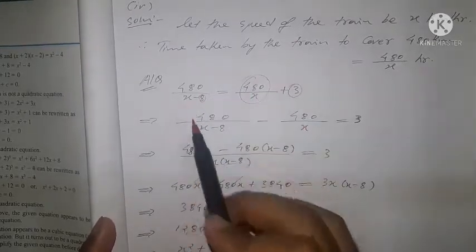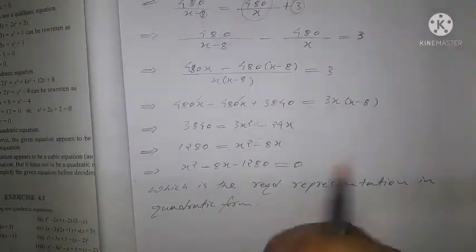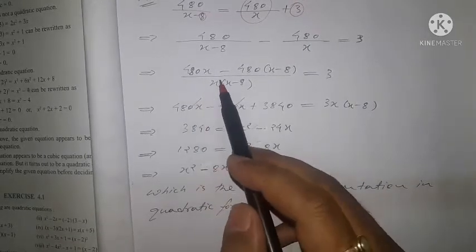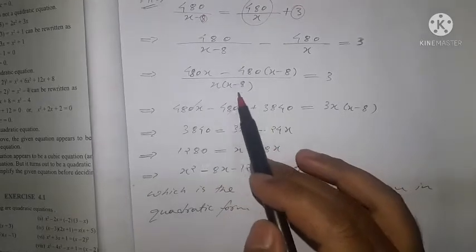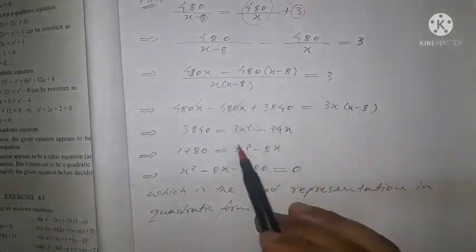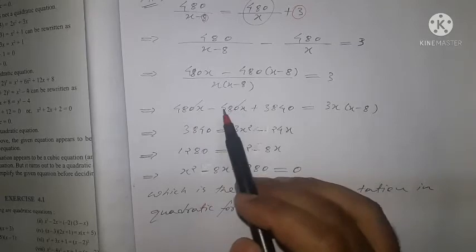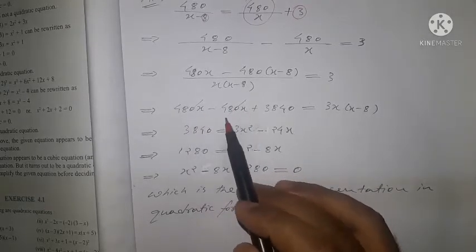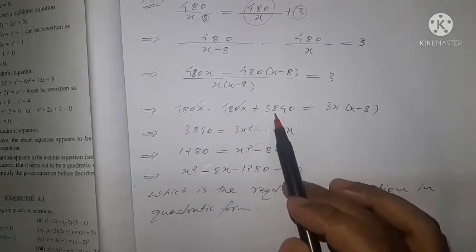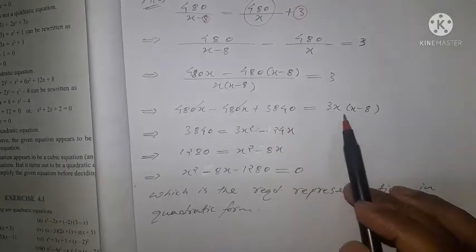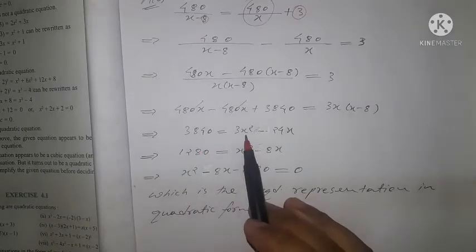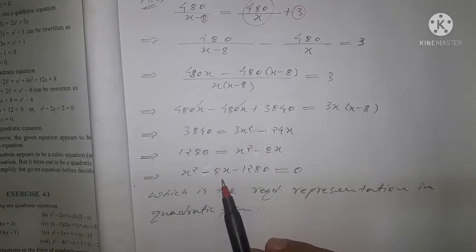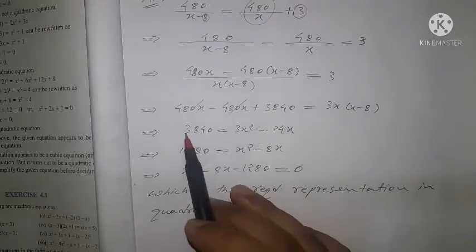If we take this to this side, it becomes minus. After a little simplification, we get (480x minus 480 times (x minus 8)) divided by x times (x minus 8) is equal to 3. So we cross multiply. After cross multiplication, the 480x cancels, and 3840 remains on this side, and on the other side thrice x into (x minus 8). This we can write as 3x square minus 24x, and this equals 3840.